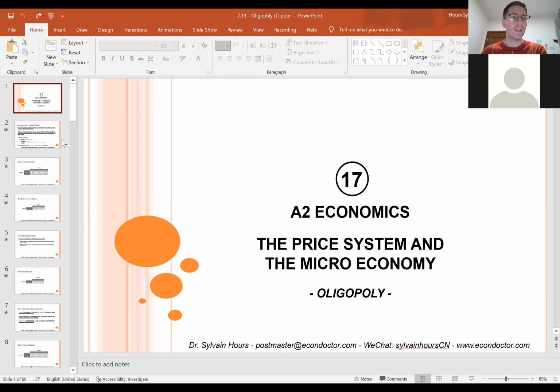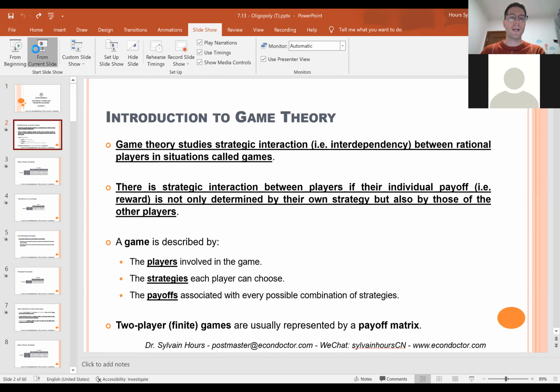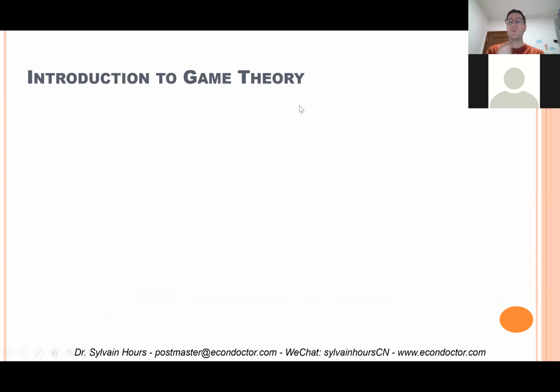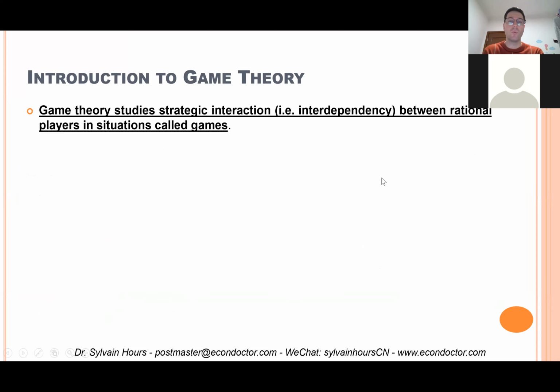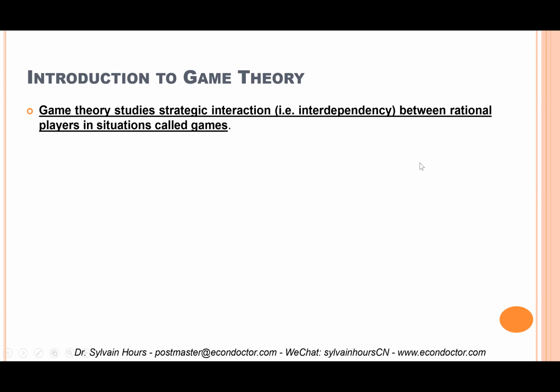Let's talk about oligopolies. The first thing that we must do is to talk about game theory. Why do we have to talk about game theory, and why now? Why not earlier? Why don't we talk about game theory when we talk about perfect competition, or about a monopoly? Well, simply because game theory is a method that we use to analyze or to study strategic interaction between players.